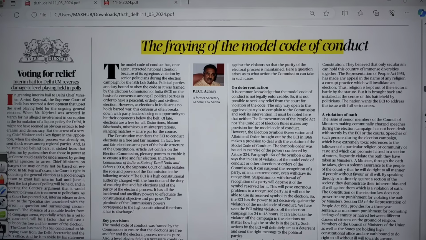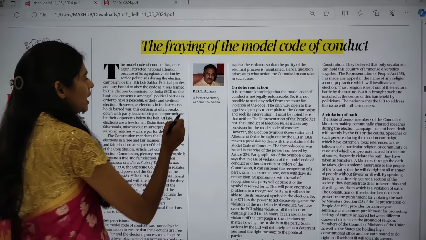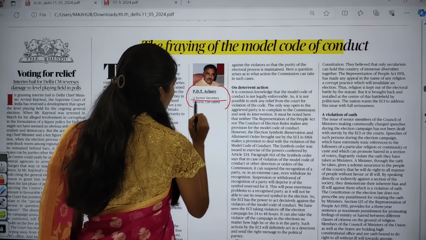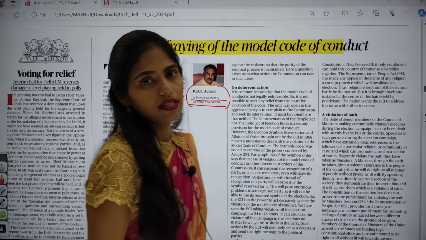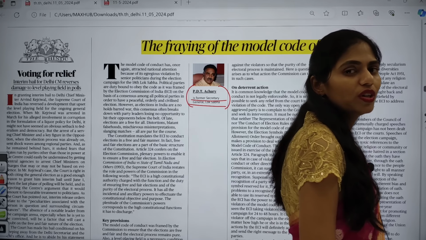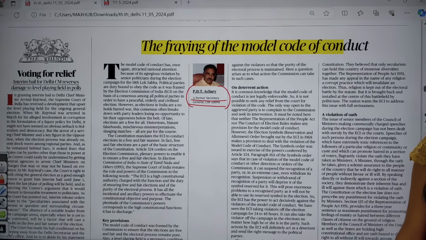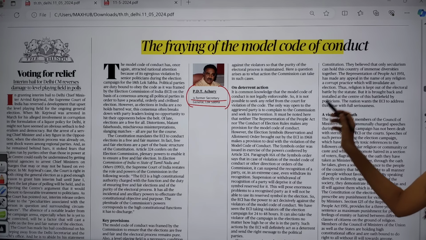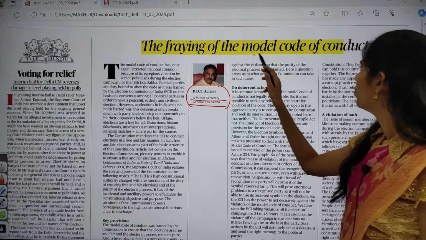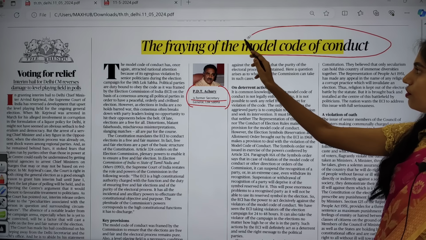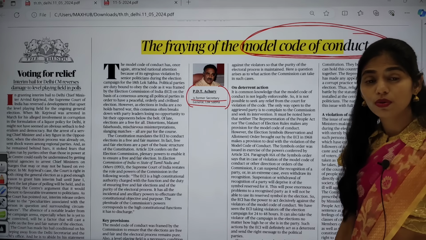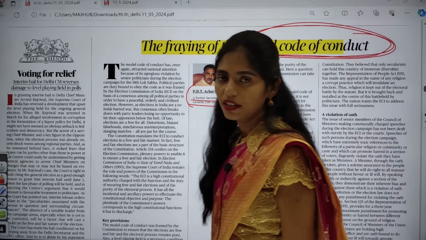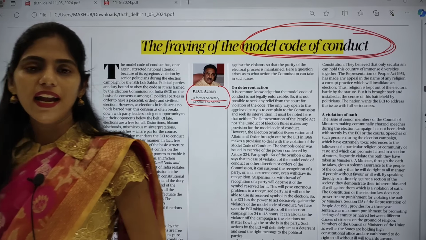So here you can see one editorial which is very important. So actually this article is written by former Secretary General of Lok Sabha. So whenever you are selecting articles from editorials, you have to see who is the author. Author is also very important. So here title says the fraying of model code of conduct. So here we are focusing on this word model code of conduct. So model code of conduct is very important from your polity point of view, and we are going to see that.